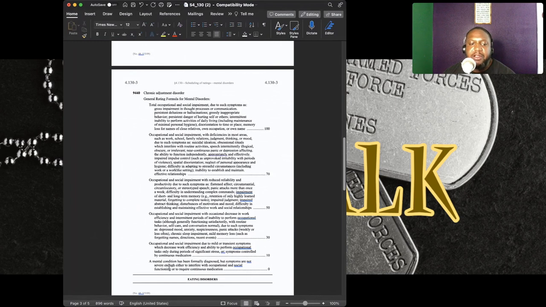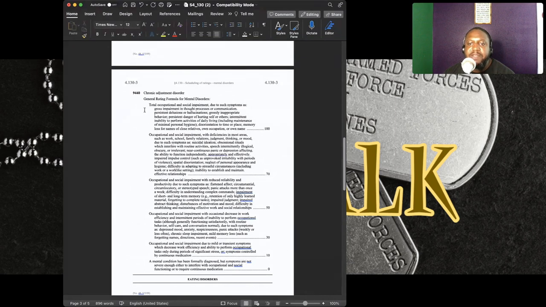So if you look, if it's a zero, the reason they rate it at zero is because a mental health condition has been formally diagnosed, but the symptoms are not severe enough either to interfere with occupational or social functioning or to require continuous medication. So if they gave you a zero, this is exactly why they gave you a zero.